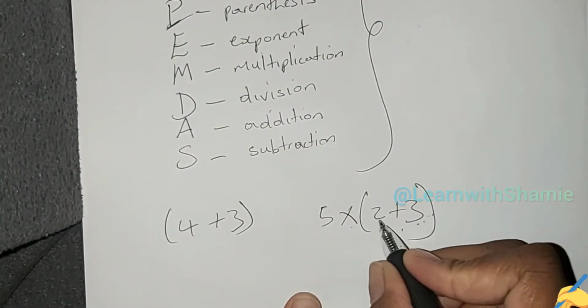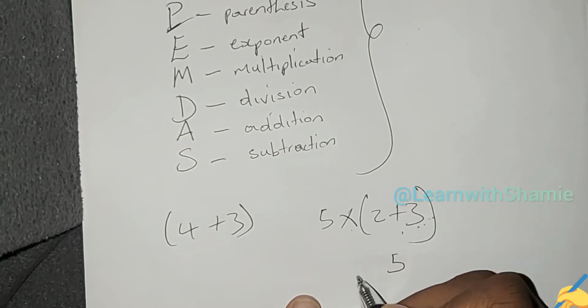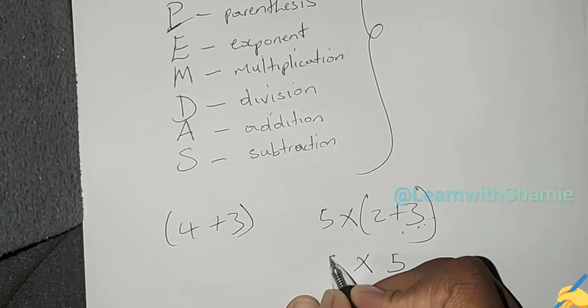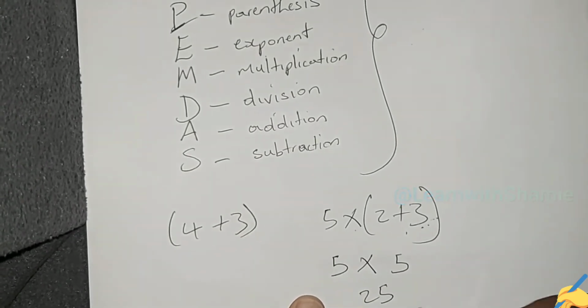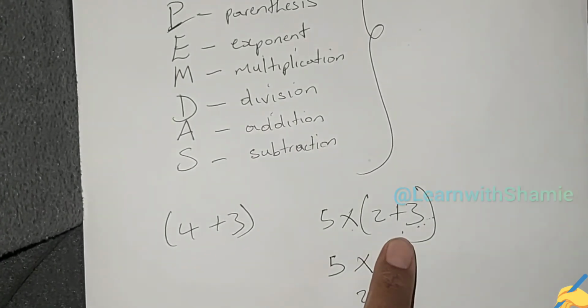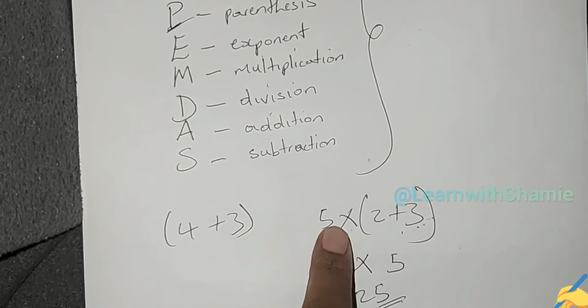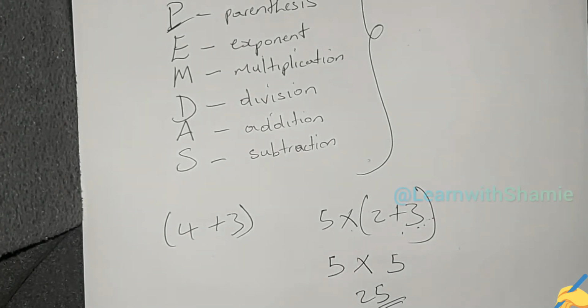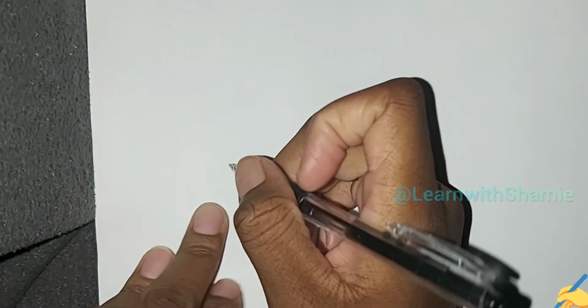So if we say 2 plus 3 is 5, then we multiply by the 5. So 5 times 5 is 25. So our final answer would be 25. So in this equation, you'd have to get rid of what is inside the parentheses first before you do the other part of the equation.